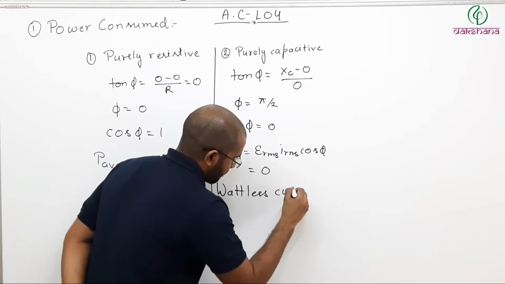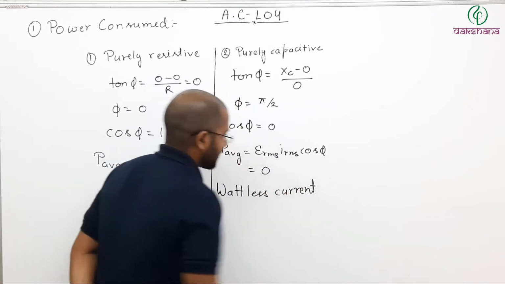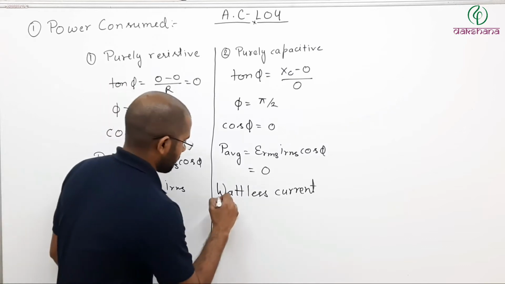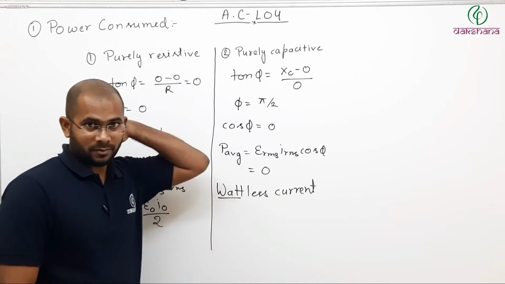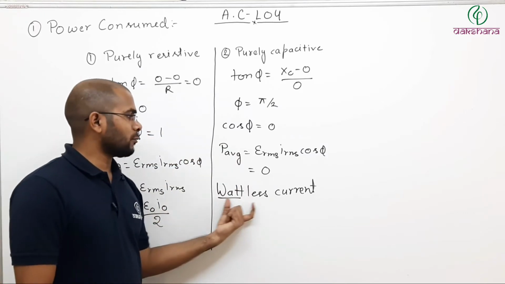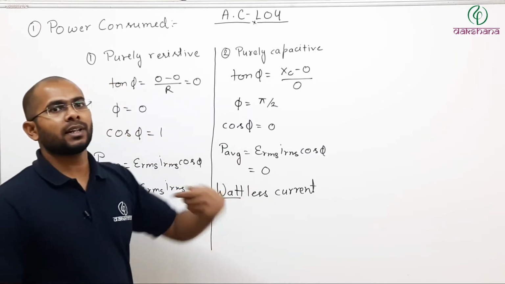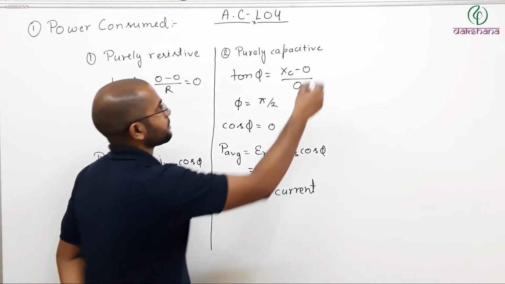Since in a purely capacitive circuit the average power is 0, this is also called wattless current. Why is it called wattless current? Watt is the unit of power. Since average power is 0, it is wattless, meaning no power is consumed in this circuit.